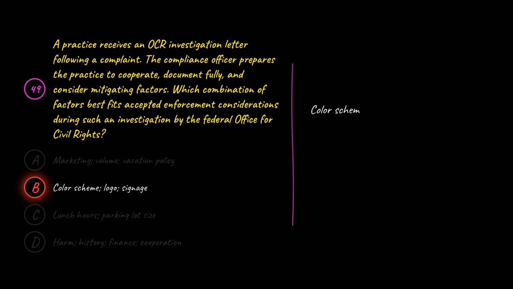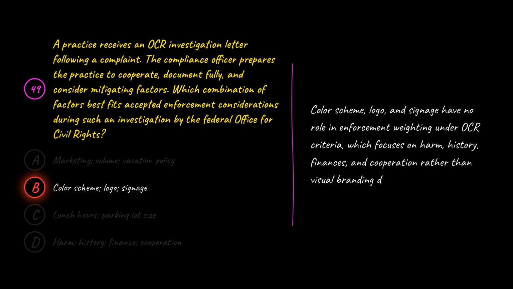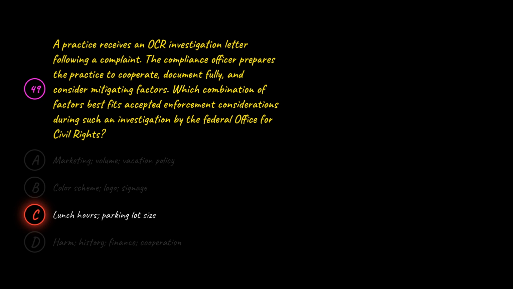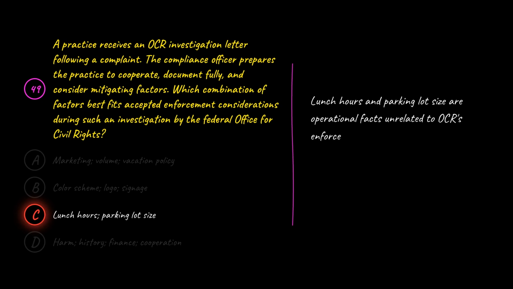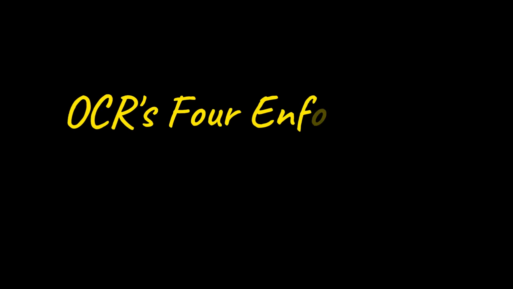B is wrong because color scheme, logo, and signage have no role in enforcement weighting under OCR criteria, which focuses on harm, history, finances, and cooperation rather than visual branding details for the practice. C is wrong because lunch hours and parking lot size are operational facts unrelated to OCR's enforcement considerations, which focus on the violation itself and the entity's compliance record, rather than physical workplace logistics.